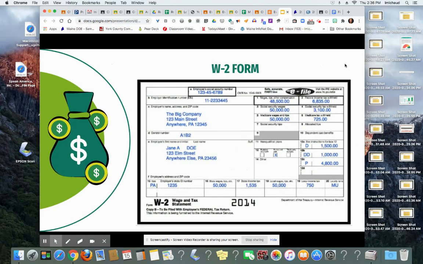Now, as you know, by the end of January, you should receive a W-2 form from your employer that states how much money you made and then how much was withdrawn. For example, this is for federal income tax. This is Social Security, Medicare, state income tax. So the W-2 you can use to fill out your tax returns. This is just an example of what it is for the year.